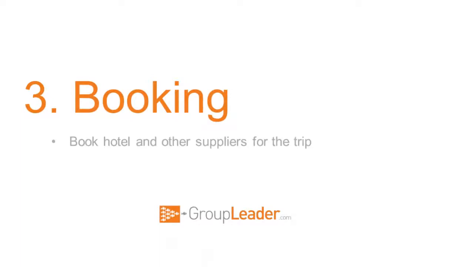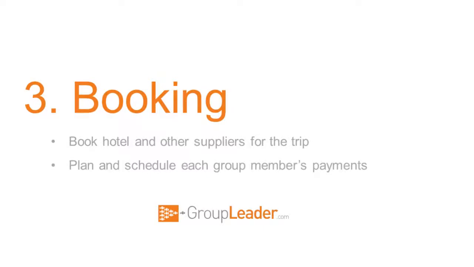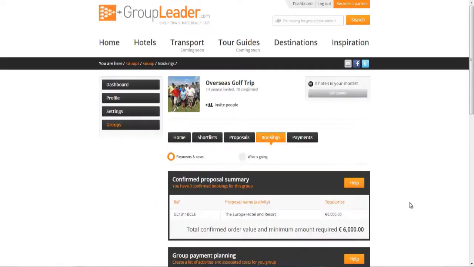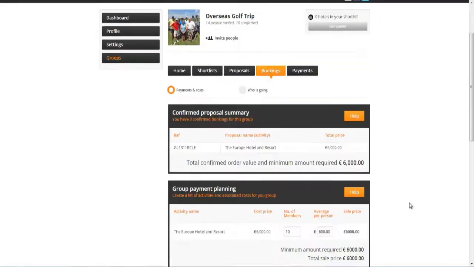Here, Pete can book the hotel and other suppliers for the trip, as well as plan and schedule each group member's payments. Now that the hotel has accepted the booking, Pete needs to make sure his group members get all their payments in on time. Here he can see his hotel proposal summary, €6,000 for the 3 nights for 10 people.